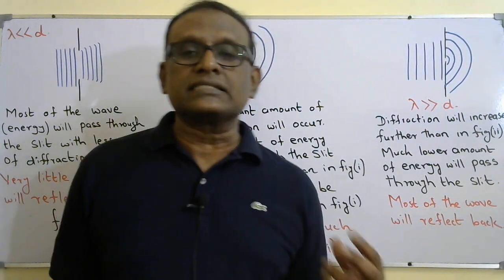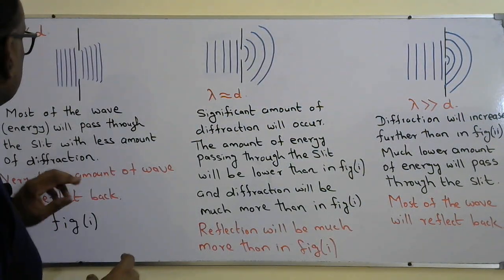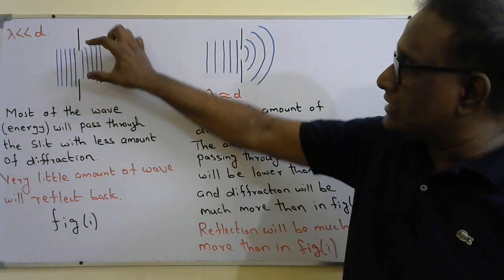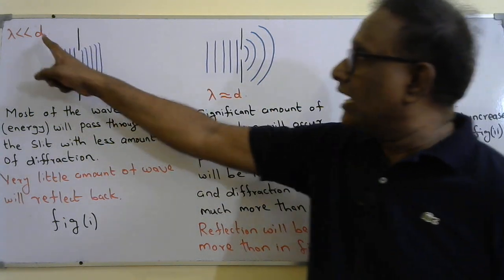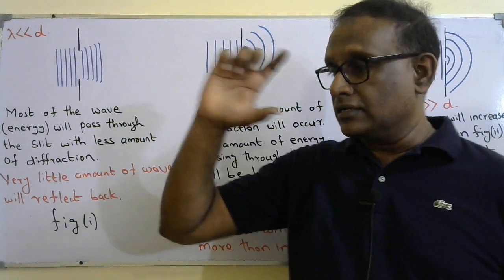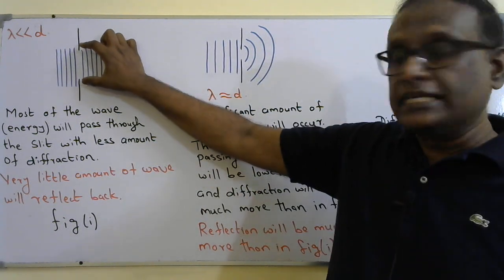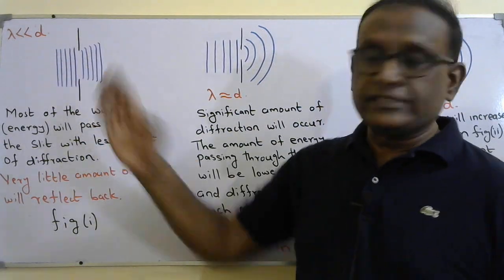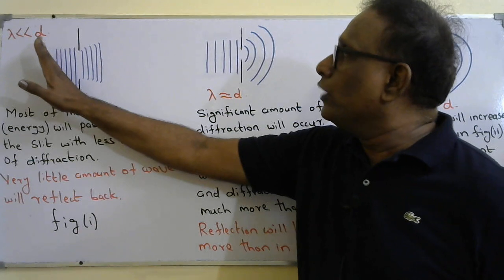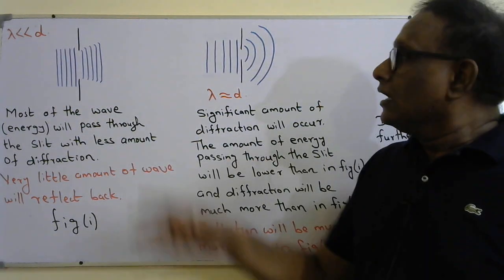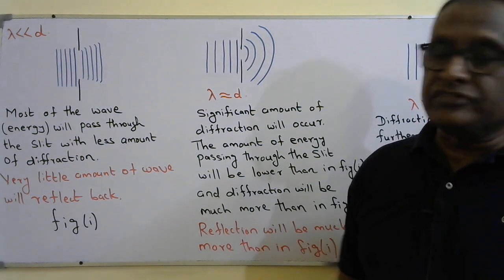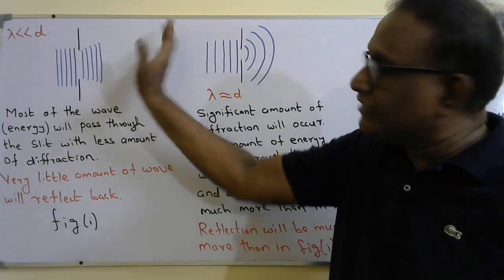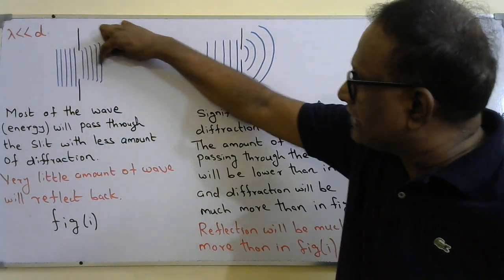Better to know this conclusion: when the wavelength is much smaller than the size of the slit, or the size of the slit is much larger than the wavelength, D is used for slit width. When the size of the slit or slit width is much larger than the wavelength, what will happen? Most of the wave, that is most of the energy, will pass through the slit with very little diffraction. So the amount of curve you draw after diffraction is very little. Even if you draw it almost straight, that's correct.